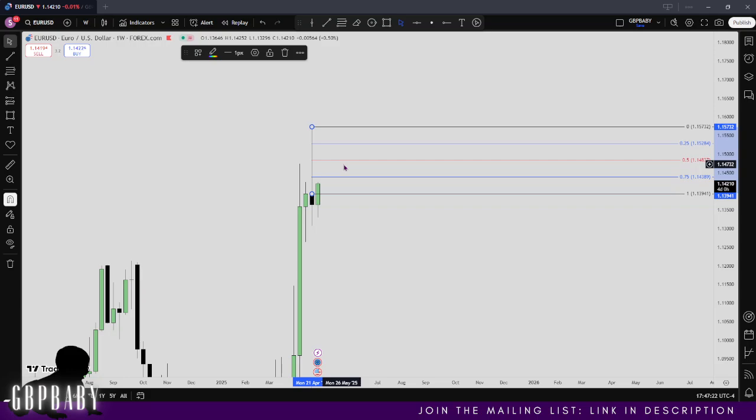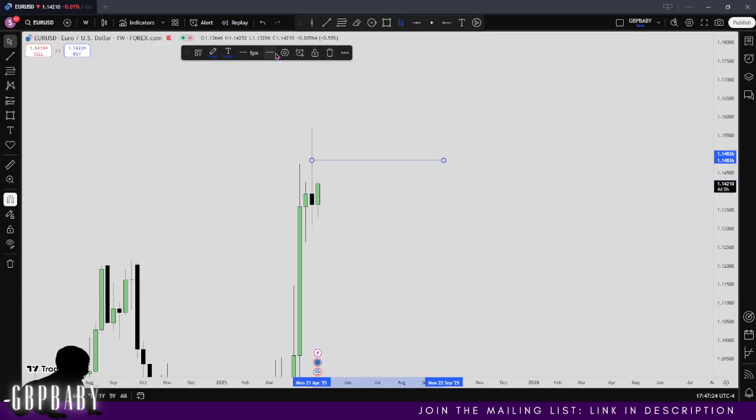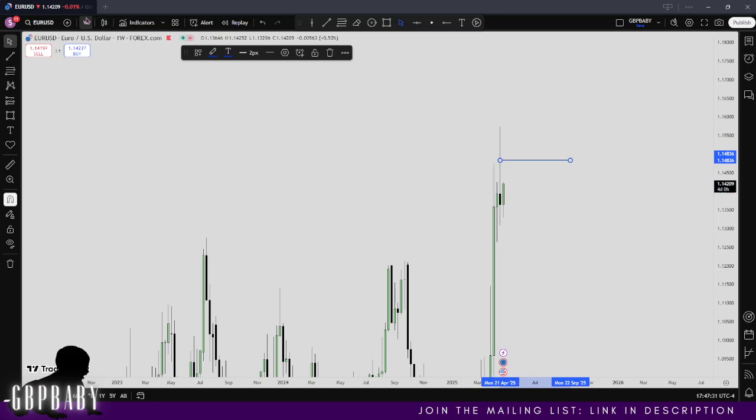Wicks are gaps too, so this would be the midpoint of a fair value gap essentially, so we're expecting that price should tap that and then be able to react off the back of it. So that's what I'm paying my attention to on euro USD.